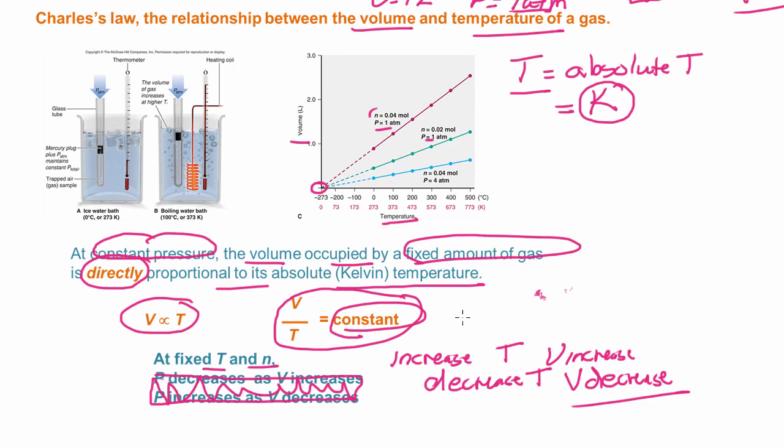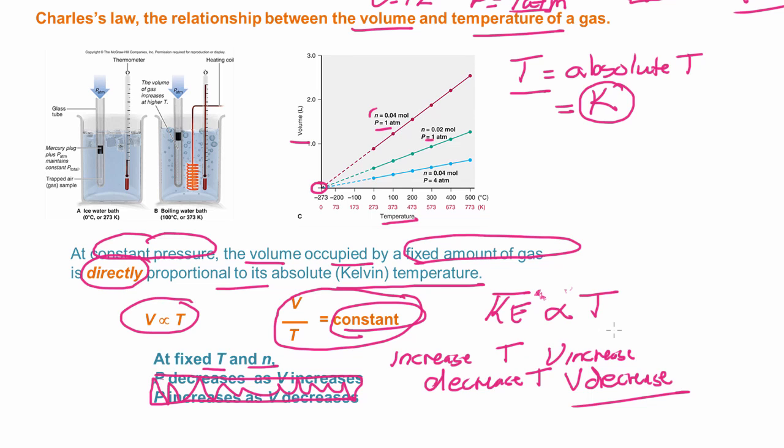And it turns out that by increasing the temperature, we're increasing the kinetic energy of those gas particles. So the kinetic energy of the gas particles is proportional to the absolute temperature, the Kelvin temperature. By increasing the temperature, we increase the kinetic energy of the particles. They are going to move faster, and they're going to collide with the walls of the container with much more force.